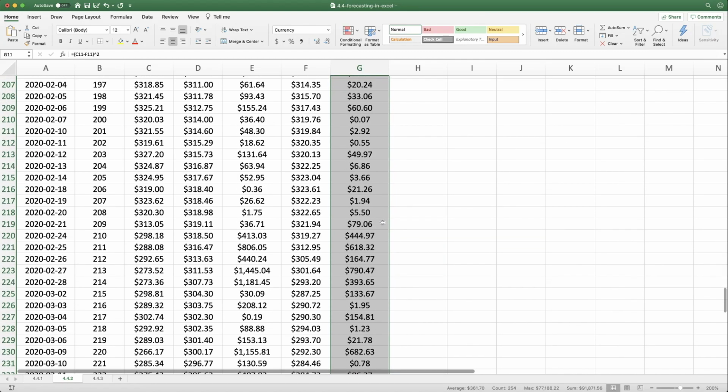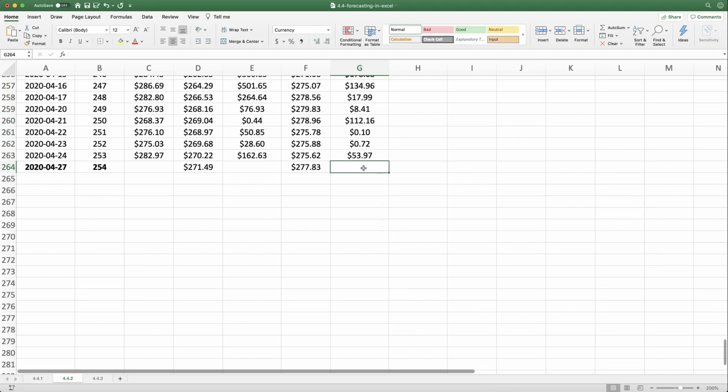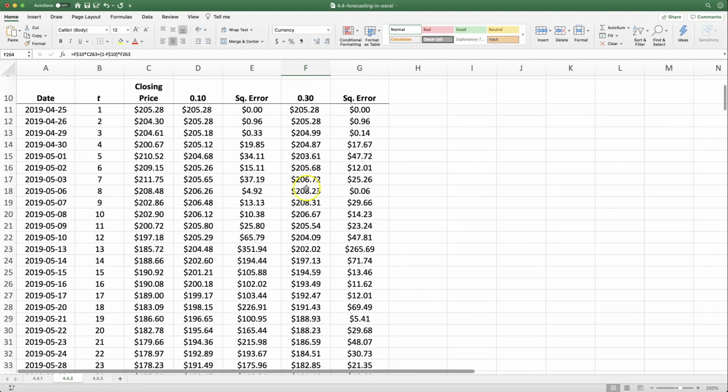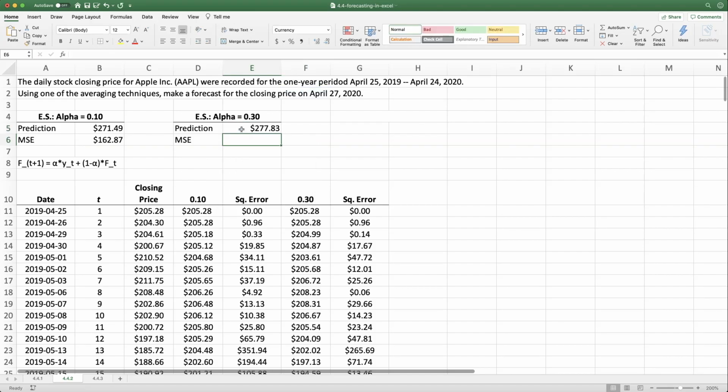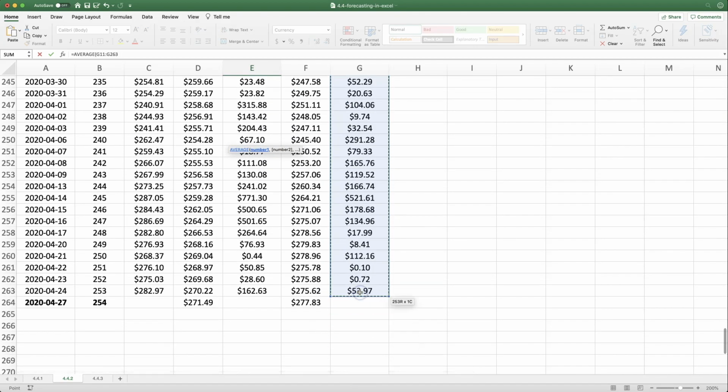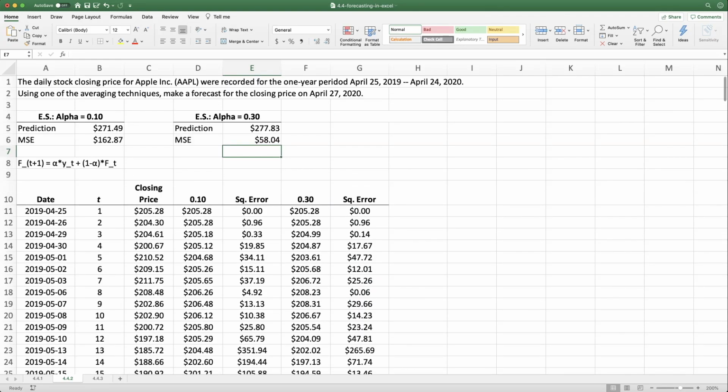Let's scroll all the way down. Delete this squared error because, again, there's no observation for day 254, so there is no squared error for day 254. And we have our new forecast for day 254, April 27th, 277.83, a little higher than the 10% smoothing constant. This is in cell F264, let's remember that, and put it here. And we can compute the mean squared error for the 30% smoothing constant by selecting all of the squared errors for 30%. The mean squared error for alpha equals 0.3 is 58.04.